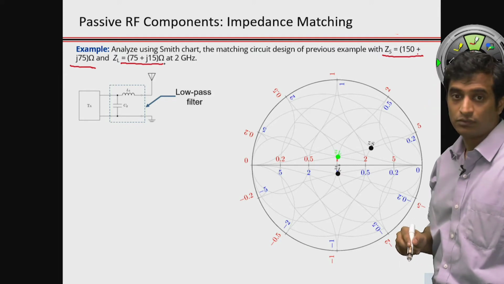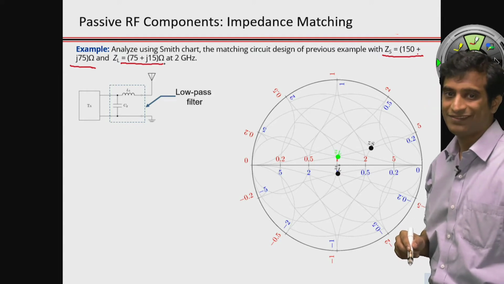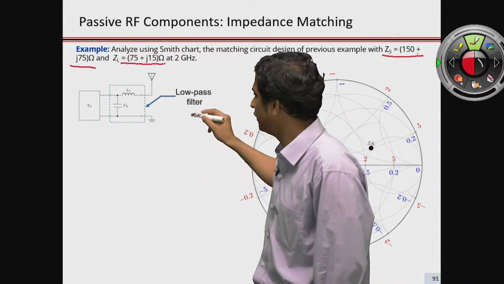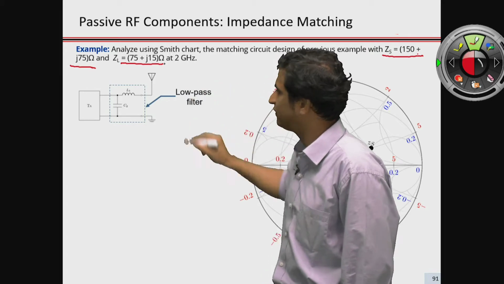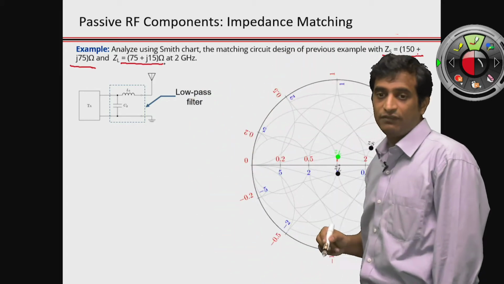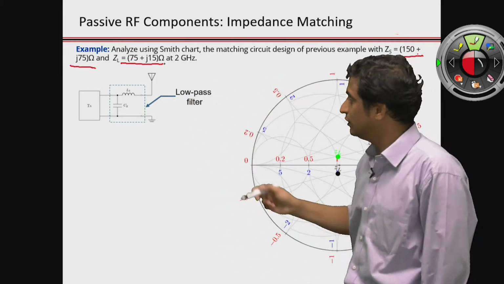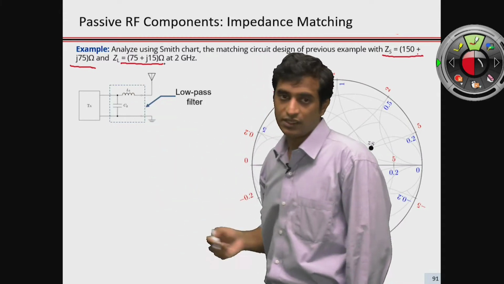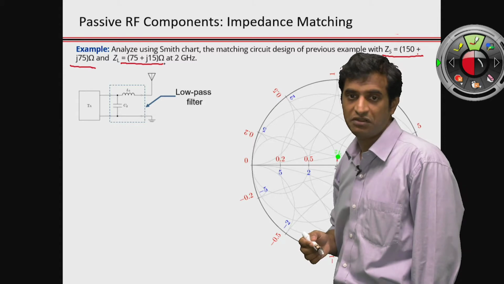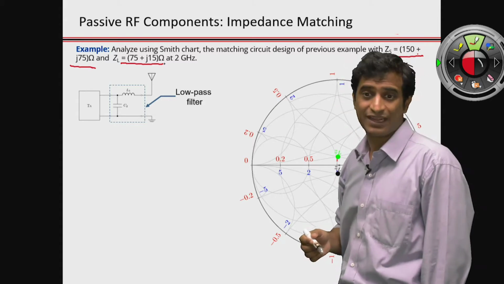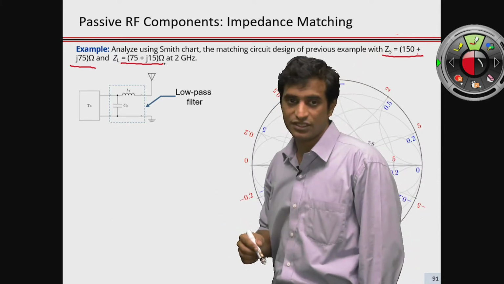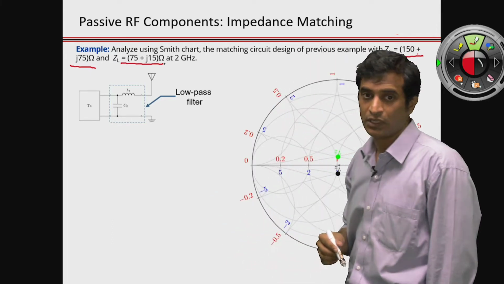We are looking at the topology of the LC circuit as, let's say, already given to us. For example, let's say we want to design a low pass filter. Later we will see that we can design many other topologies as well. This is not necessarily the only topology that we need to design, but to start with, to understand how to use a Smith chart for impedance matching, let us start with looking at this low pass configuration.